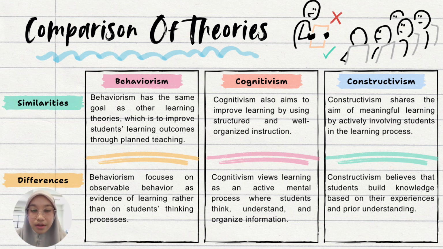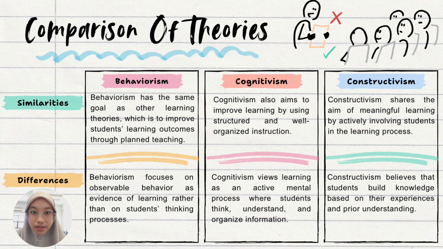I will present about comparison of theories. First is similarities. Behaviorism has the same goal as other learning theories, which is to improve students' learning outcomes through planned teaching. Next, cognitivism also aims to improve learning by using structured and organized instructions. And constructivism shares the aim of meaningful learning by actively involving students in the learning process.